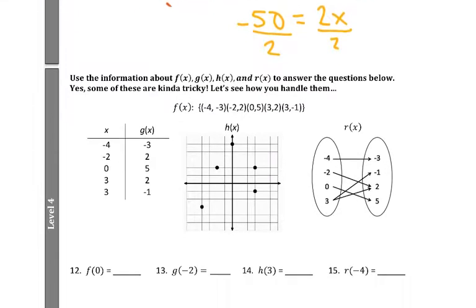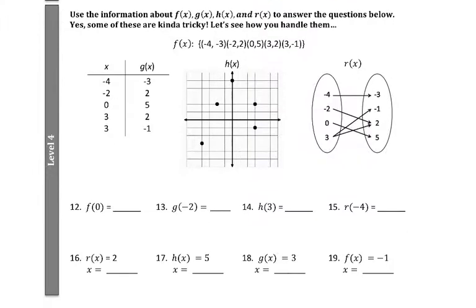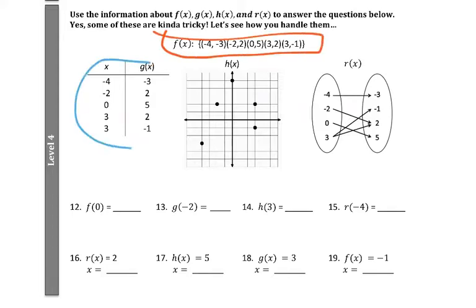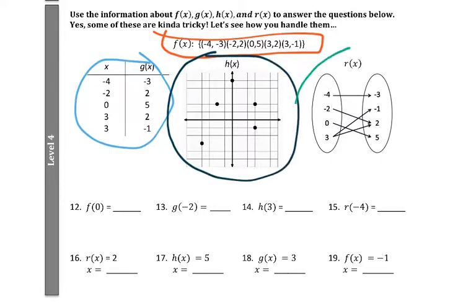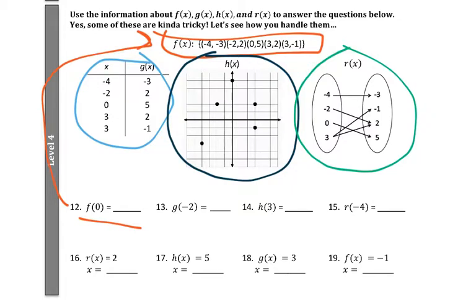Alright, so yeah, you're going to be answering those basic same kinds of questions for level 4. Only notice that I have labeled this is F, this is G, this here is H, and this here is R. So as you go to answer question 12, f of 0 equals, well then that means you need to look at function f. And if you're looking at question 18 and you want to know what g of x equals 3, then you need to be focusing on the function g of x.